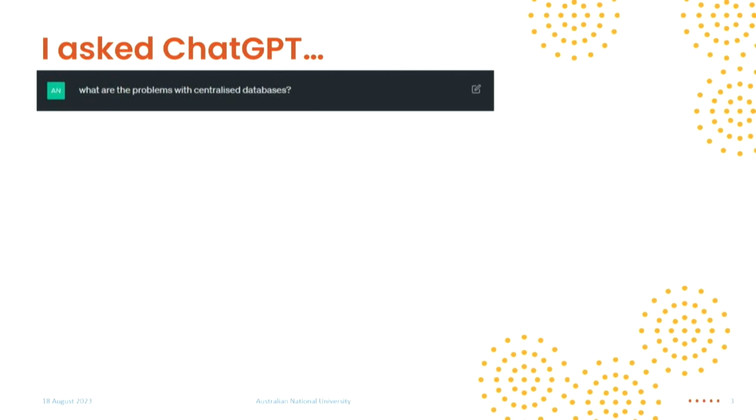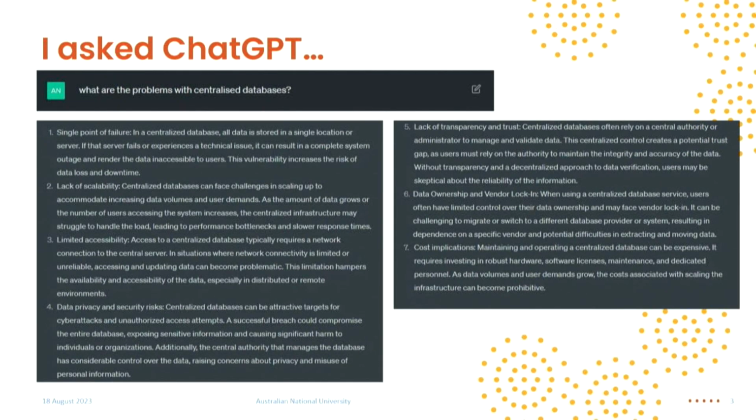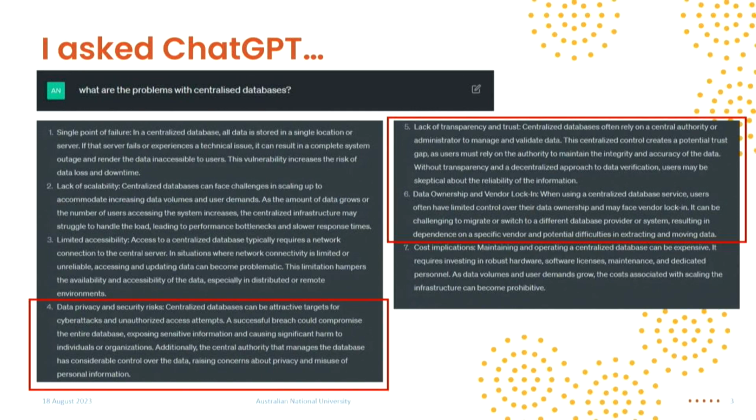Not sure if everyone can see that. What I did was I asked ChatGPT what the problems with centralized databases are, and here's what I got. There's a long list, but I want you to focus on these three aspects. They highlight data privacy and security, lack of transparency, and the lack of data ownership. Privacy, as evident by the latest data breaches all over the world, here in Australia as well, for instance Medicare and Optus, as some of you may know.